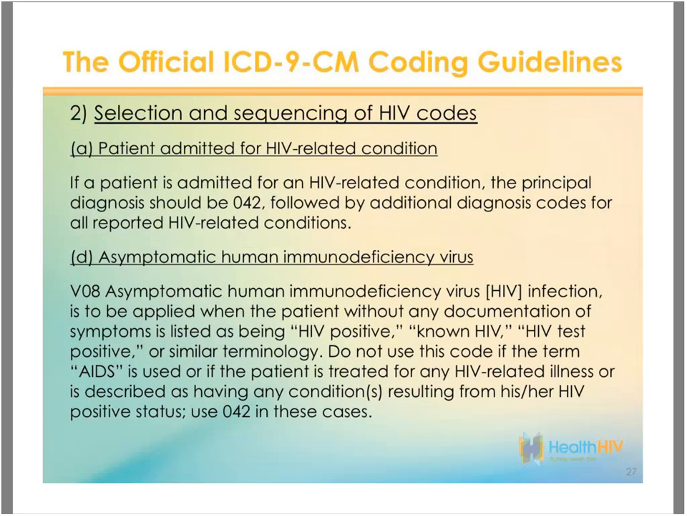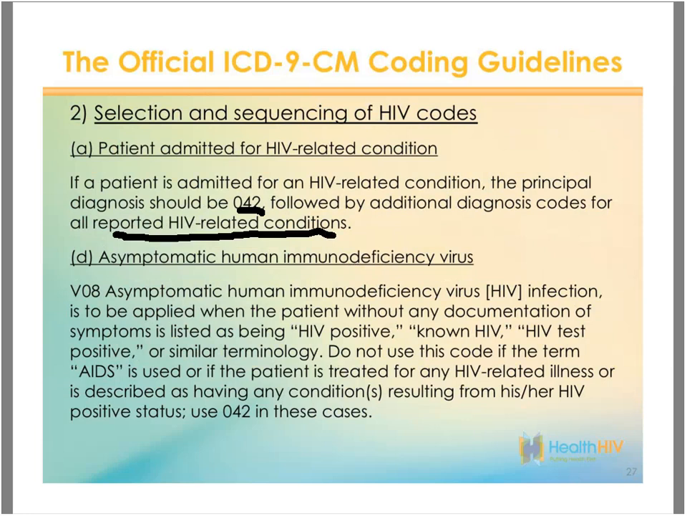There are some additional coding guidelines that were added to the slides. Please disregard the term admission. It's used in the context of admitted to the hospital, or checked in to an outpatient clinic, as in a patient coming in for a follow-up encounter. So if a patient is admitted for an HIV-related condition, the principal diagnosis should always be 042, which we just discussed. And then you would report any additional diagnoses that are HIV-related.